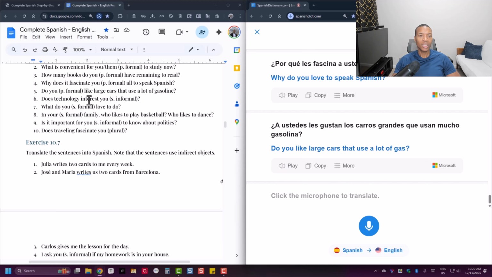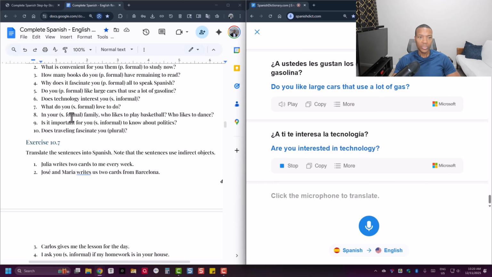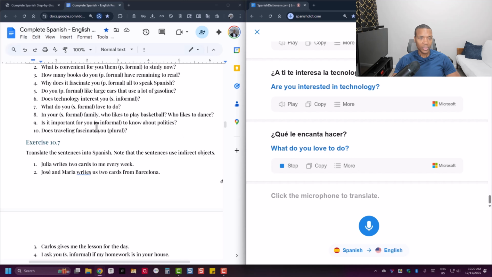Number 6: Does technology interest you? Informal. ¿A ti te interesa la tecnología? Are you interested in technology? Number 7: What do you love to do? ¿Qué le encanta hacer? What do you love to do?